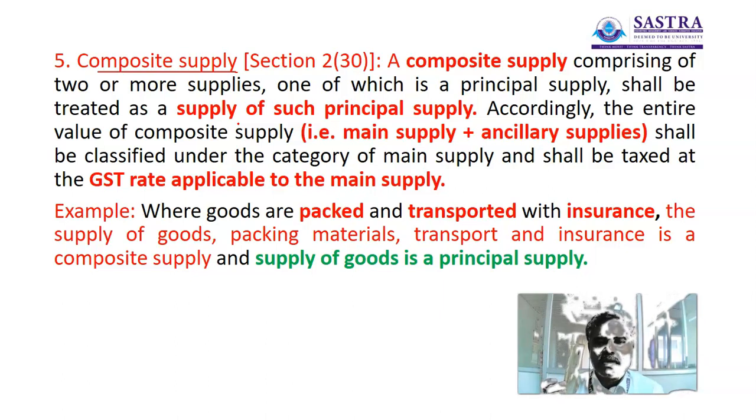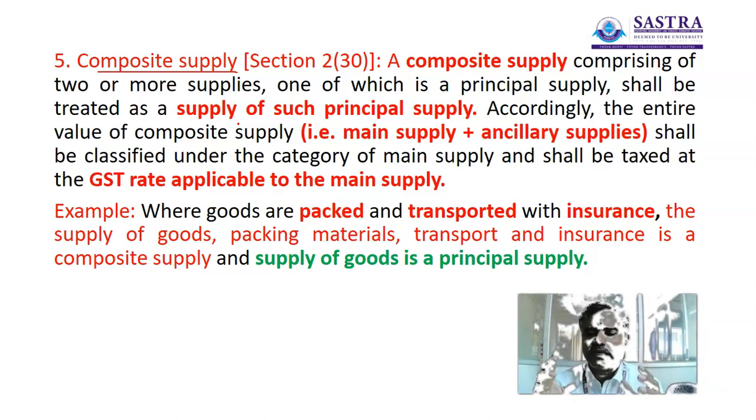But how? What is the principal supply? What is the ancillary supply? Here, the cell phone is the principal supply. The battery is an ancillary supply. But the GST rate will apply only for the cell phone, I mean the principal supply. This is called composite. Composite means we are going to supply two products together in a single bundle. That's why it is naturally bundled. We cannot take away each other. We cannot sell them differently. They have to be sold combined.